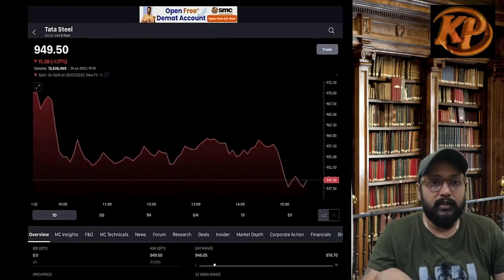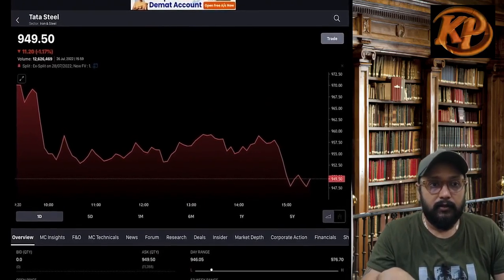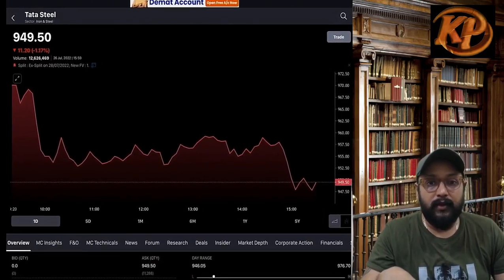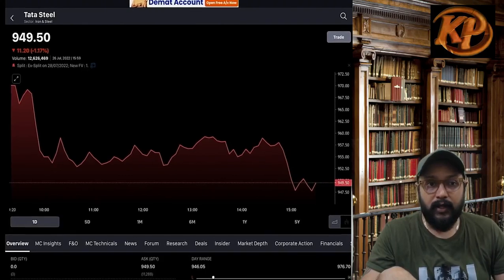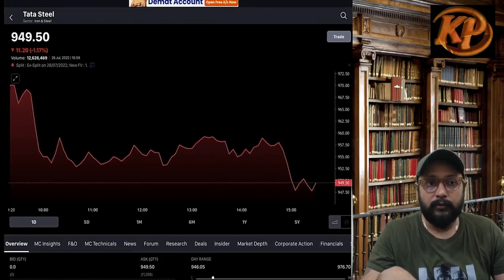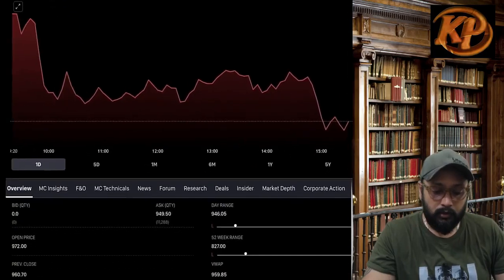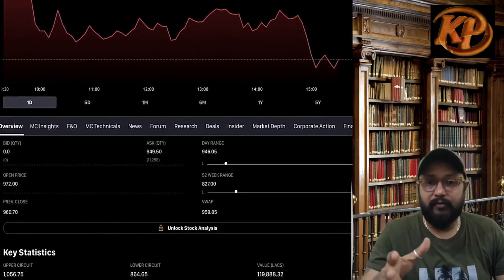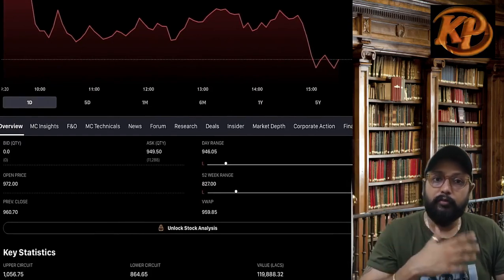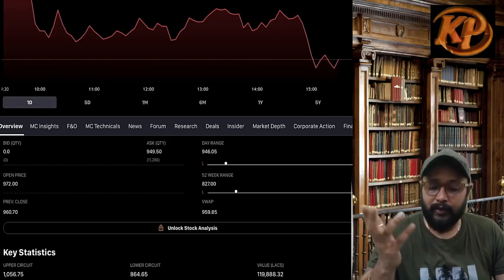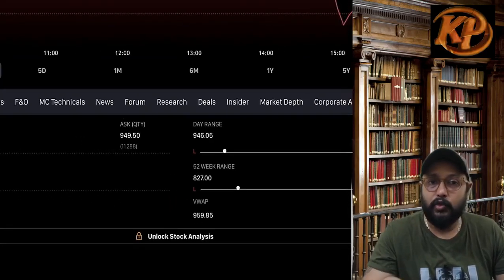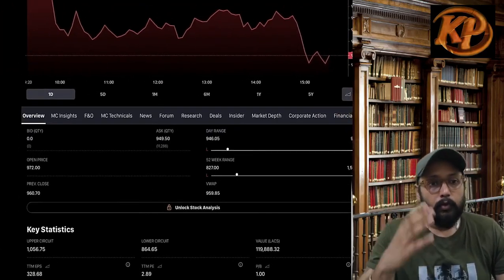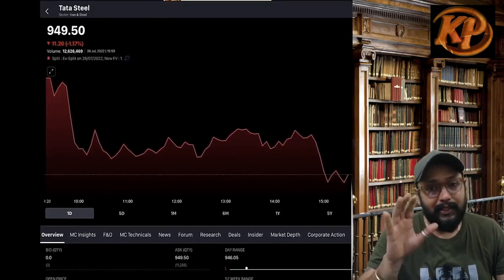If you see, this is Tata Steel. The price which you see over there is the price for trading in the cash market. 949.50 was the closing for today. These are screenshots I have taken, because it's not convenient to show live data, as I can't zoom into it, so I keep screenshots with me. So this 949 is the cash market price.